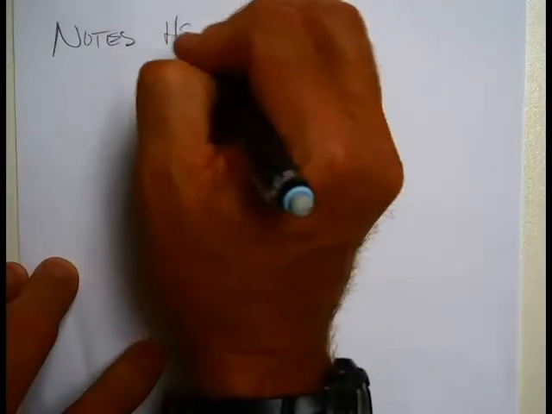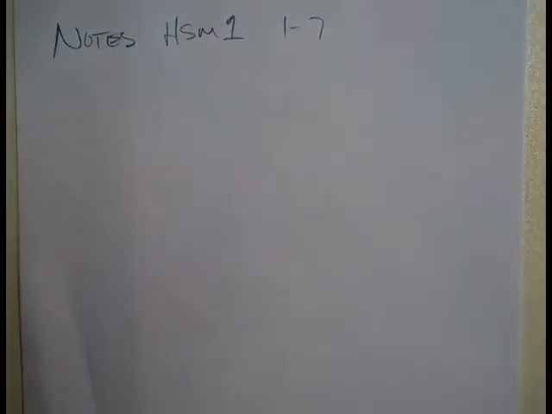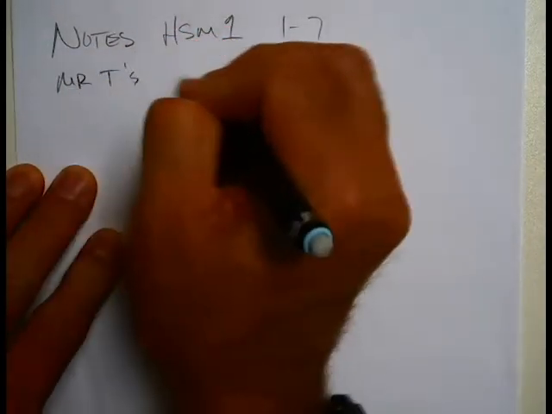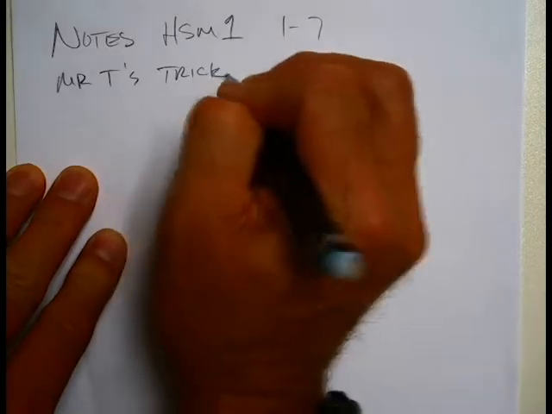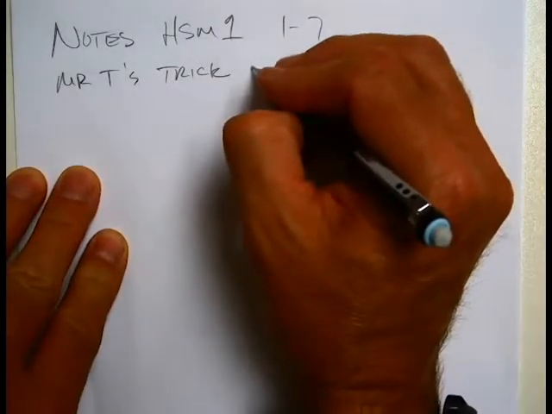Notes. High School Math 1, 1-7, or 1-6, or something like that. This is my trick for finding missing terms in an arithmetic sequence.